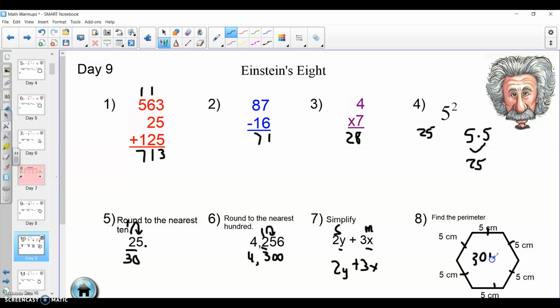How many did much better on this set of warm-ups today? Like 6, 7, 8 correct? We'll take it. Okay. All right.